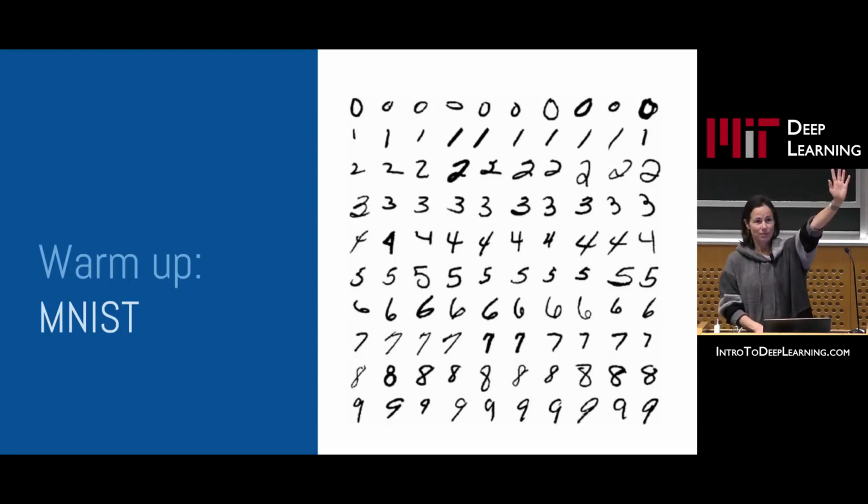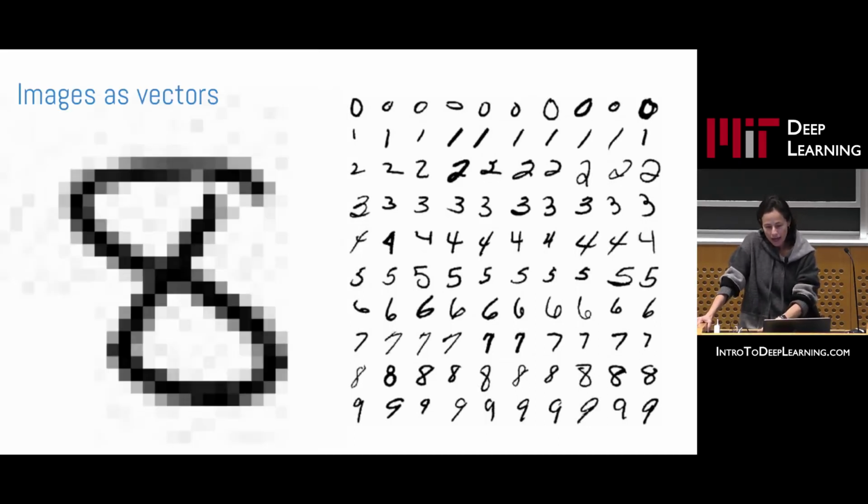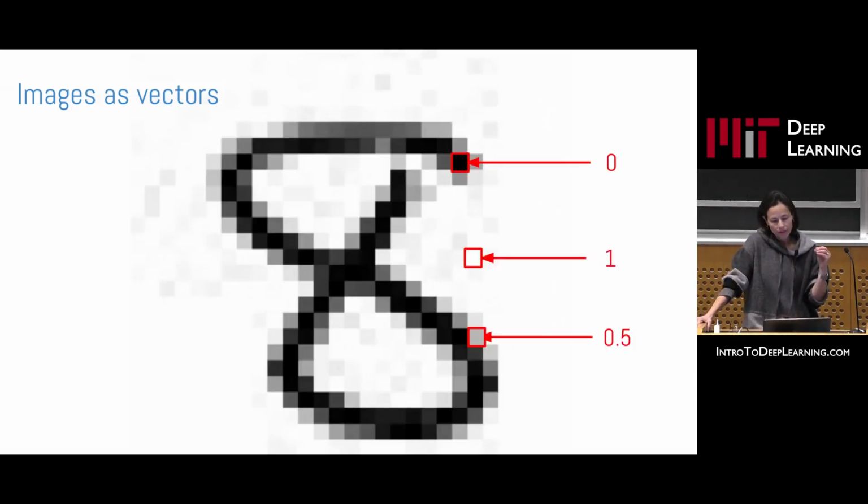MNIST, yes, MNIST. Everybody familiar with MNIST, right? Another Hello World data set of machine learning. And I'm going to start pulling us over to the world of visualization again. So think about each one of these images as a very high dimensional vector. How might I think about that?